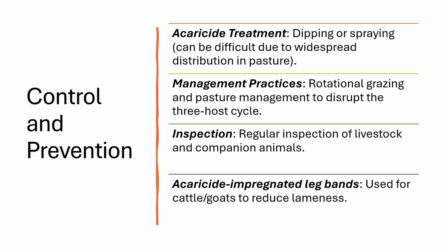For the control and prevention, this includes acaricide treatment, dipping or spraying the animal, although this can be difficult due to the widespread distribution of the ticks in pasture. For the management practices, we have rotational grazing and pasture management in order to disrupt the free-living host cycle, regular inspection of livestock and companion animals for the presence of ticks, and the use of acaricide-impregnated leg bands for cattle and goats to reduce lameness.